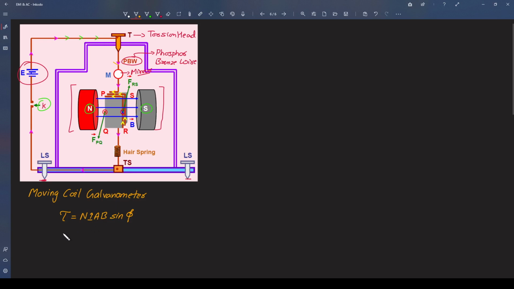Now whether there is a torque or not, it will only depend on the current. If there is a current, there will be a torque. If there is no current, there won't be any torque. If there is a torque, the current carrying conductor will rotate, because that is the main task of torque. It tries to rotate something, right? So the torque will cause this rectangular coil to rotate.